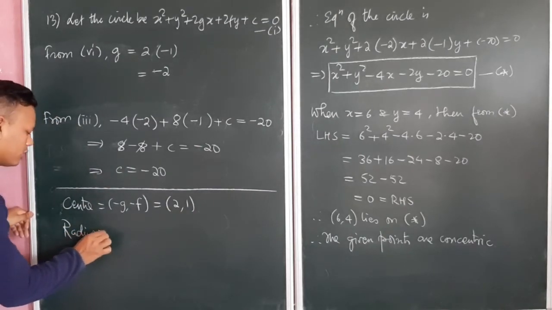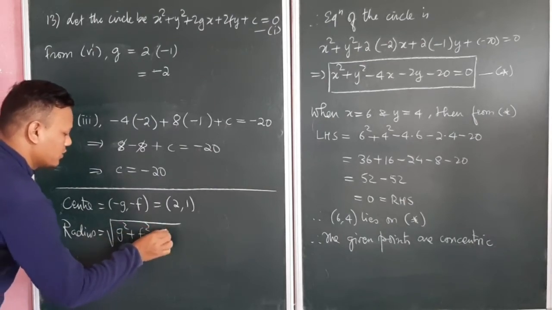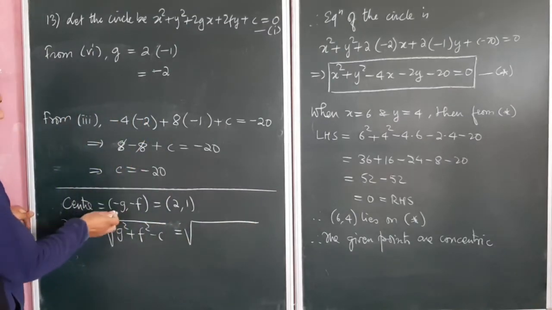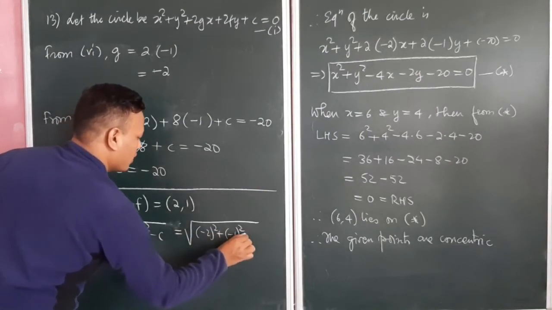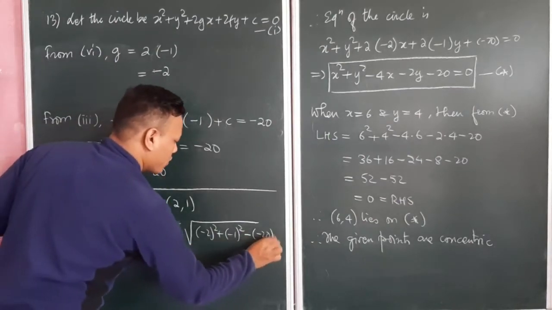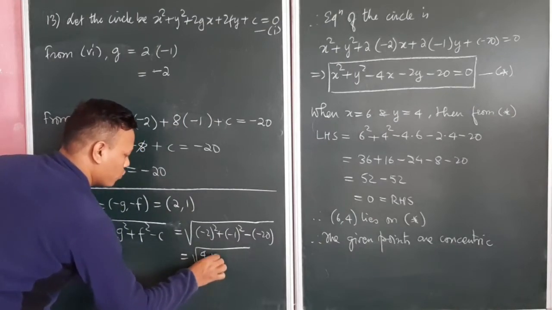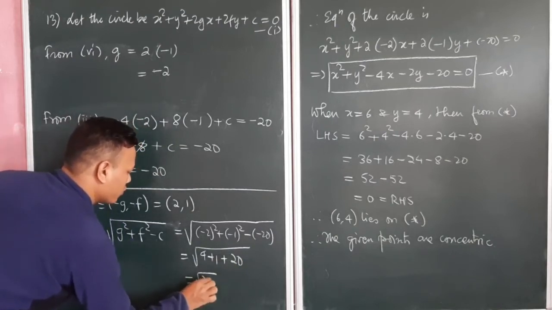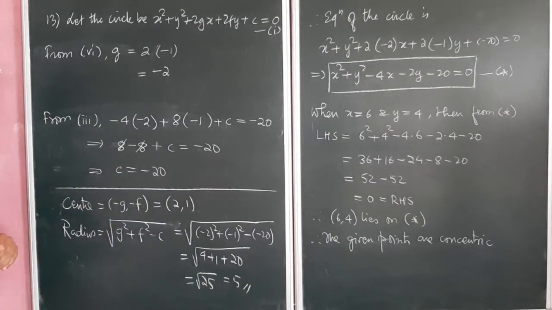And the radius is calculated using the formula square root of g square plus f square minus c. g square means minus 2 square, plus f square means minus 1 square, minus c. c is equal to minus 20. So this is 4 plus 1 plus 20, so the square root of 25, which is equal to 5. So the radius is 5 units. Pause the video to note this down.